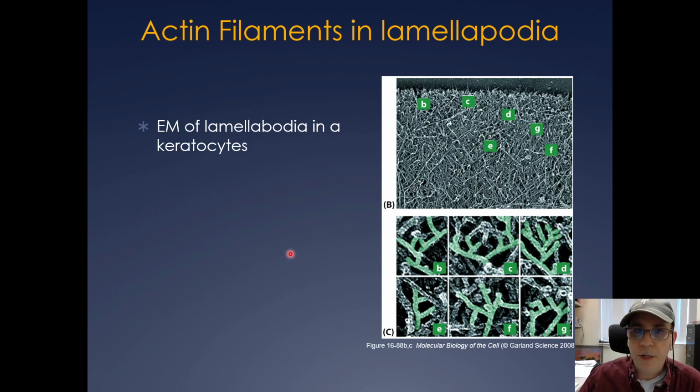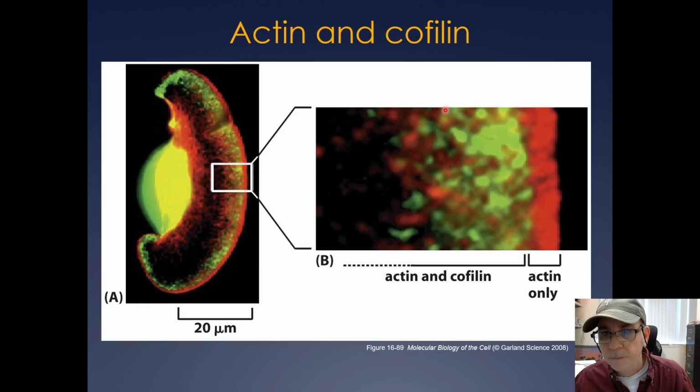And here's a nice EM image of the actin filaments in lamellipodia. You can see them here, and if you look at the letters here, you can actually get close-up views of each of them. Okay, and so the ARP complex is leading to polymerization of the actin filaments here, and it's helping to push the cell forward in a protrusion event. Okay, and that actually is partly mediated by and held together by cofilin.